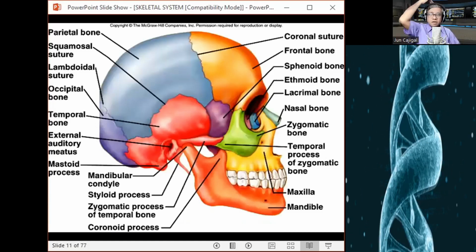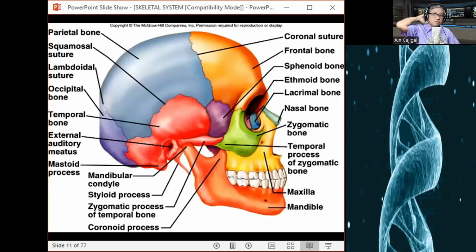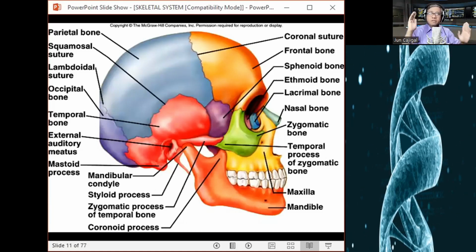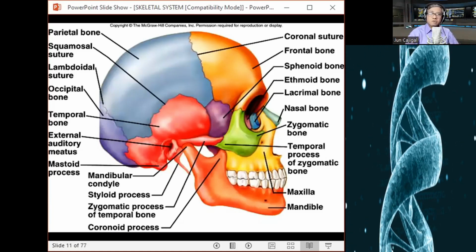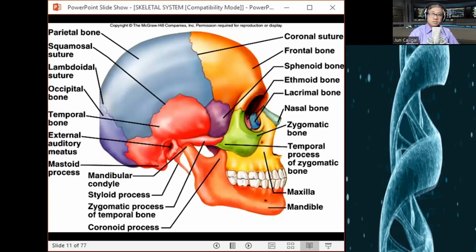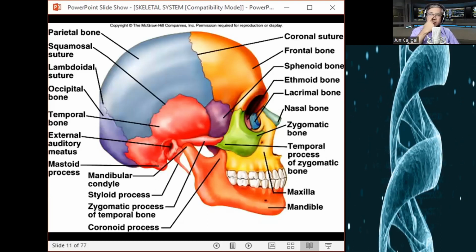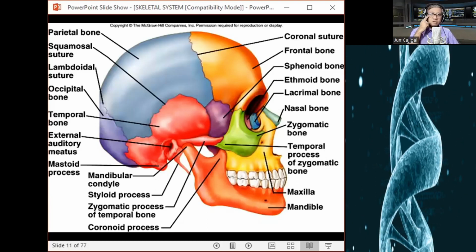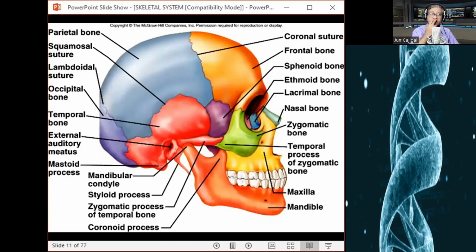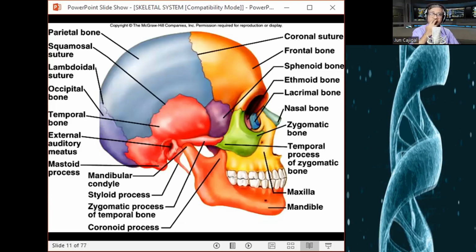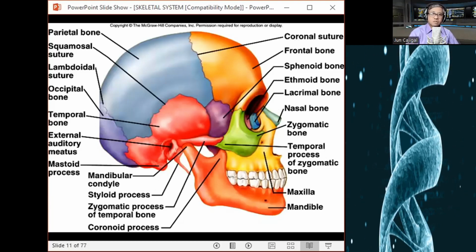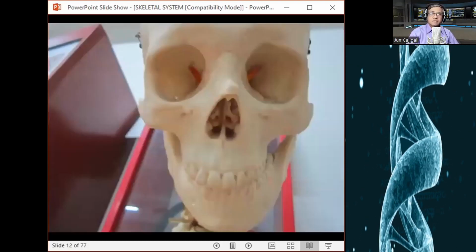So frontal bone, parietal bone, occipital bone here at the back. We have the temporal bone, left and right temporal bone. We have the ethmoid and sphenoid bone that form part of the eye socket. Then we have the nasal bone right here, zygomatic bone or cheekbone. Then we have the mandible, lower jawbone, and the maxilla or the upper jawbone. So those are the major bones that make up the skull.